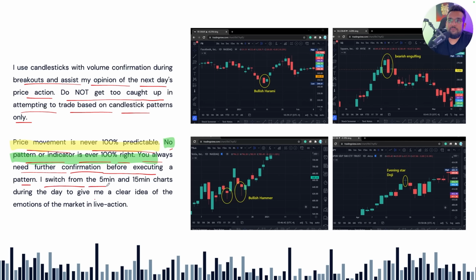This is what I do. I switch from the daily chart to the 5-minute or 15-minute chart during the day to see what's happening, so I can have a clearer idea of what's happening in the market in real time. You see what I'm saying? And that helps me get better entries and exits on my trades. Okay, sweet. You got this?